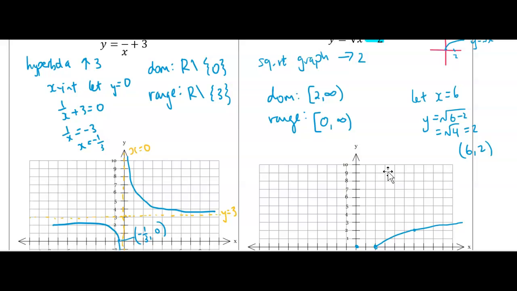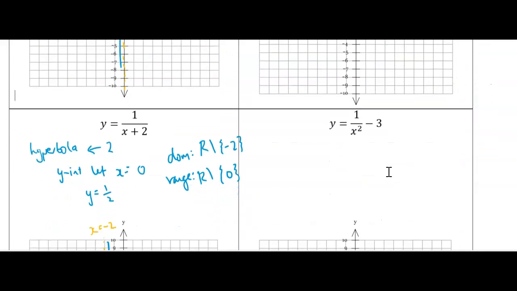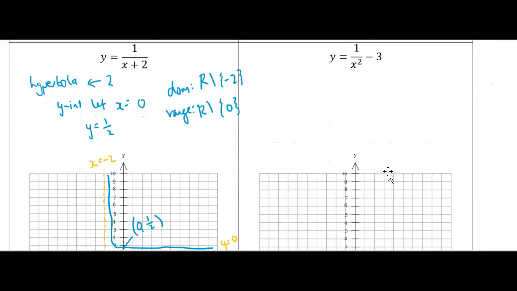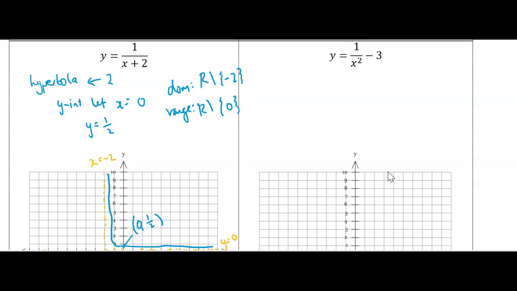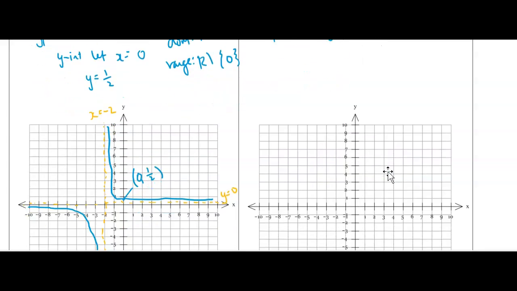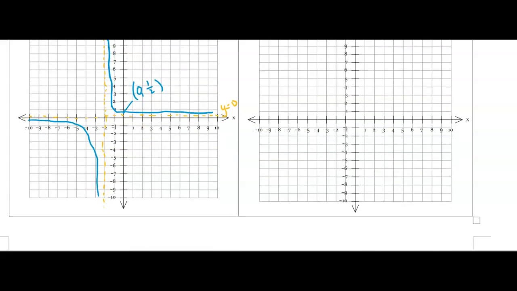All right, so domain and range. Okay, let's move on to the next one. So here we've got a truncus, and it's been shifted down 3. So it's a truncus that's gone down 3. All right, so with the truncus, we do have asymptotes.